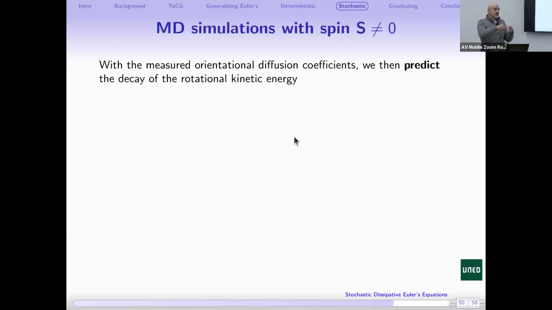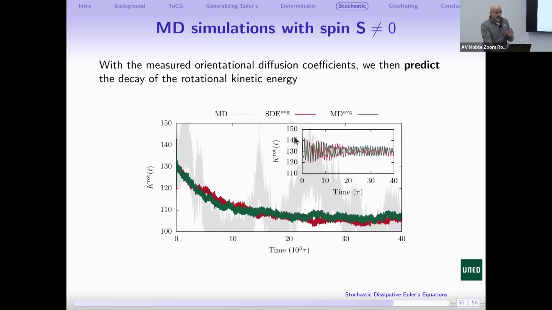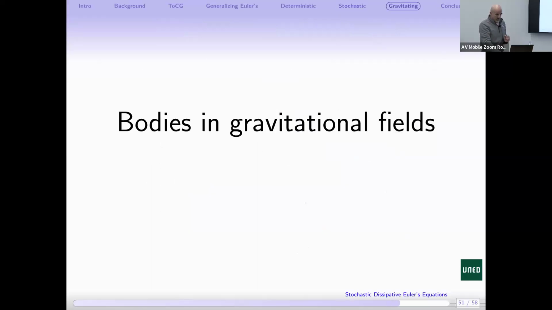And then to close the loop, we have measured the diffusion coefficients, and now we try to predict the decay of the rotational kinetic energy. Those are the numerical results of the stochastic differential equation and the molecular dynamics simulations, and they coincide very well. There is a lot of noise because this is a single simulation. You saw it was jiggling a lot. So we have to take many averages, but it goes well.